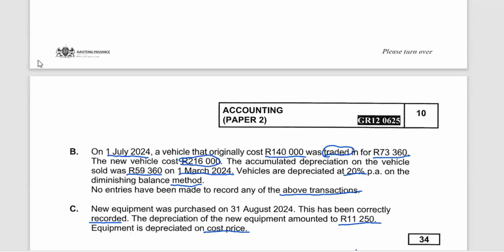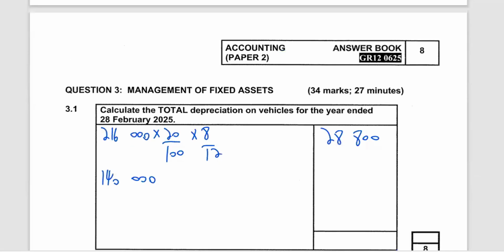The accumulated depreciation on the vehicle was 59,360. So we minus our accumulated depreciation of 59,360. Then we get our carrying value. Then our carrying value will be 80,640. So we're going to say 80,640 multiplied by the rate of depreciation, which is 20 divided by 100.